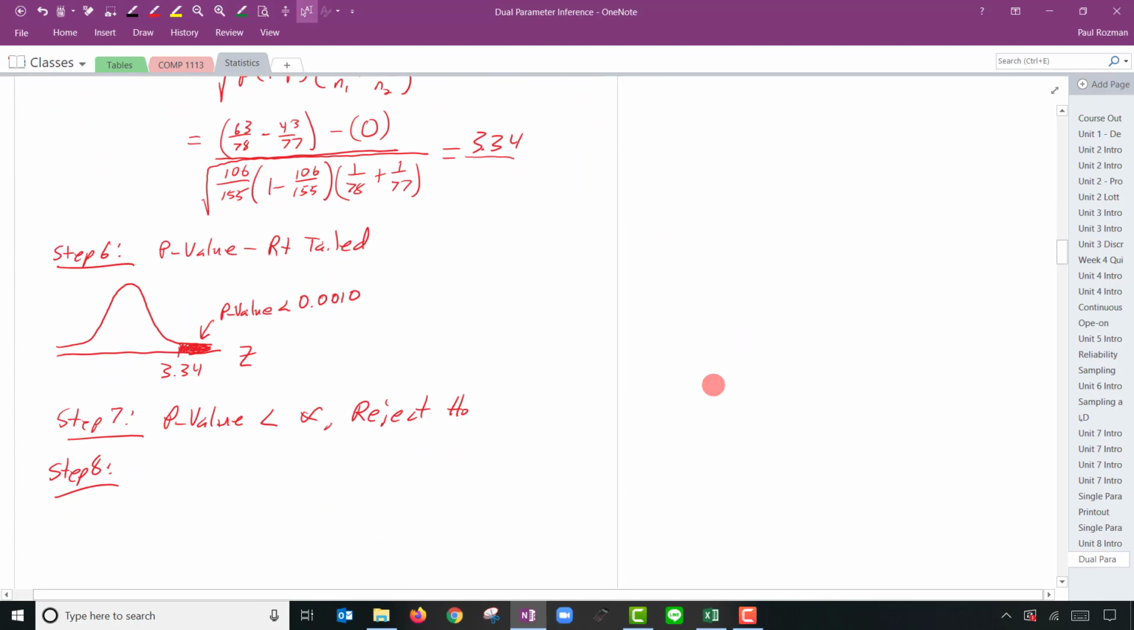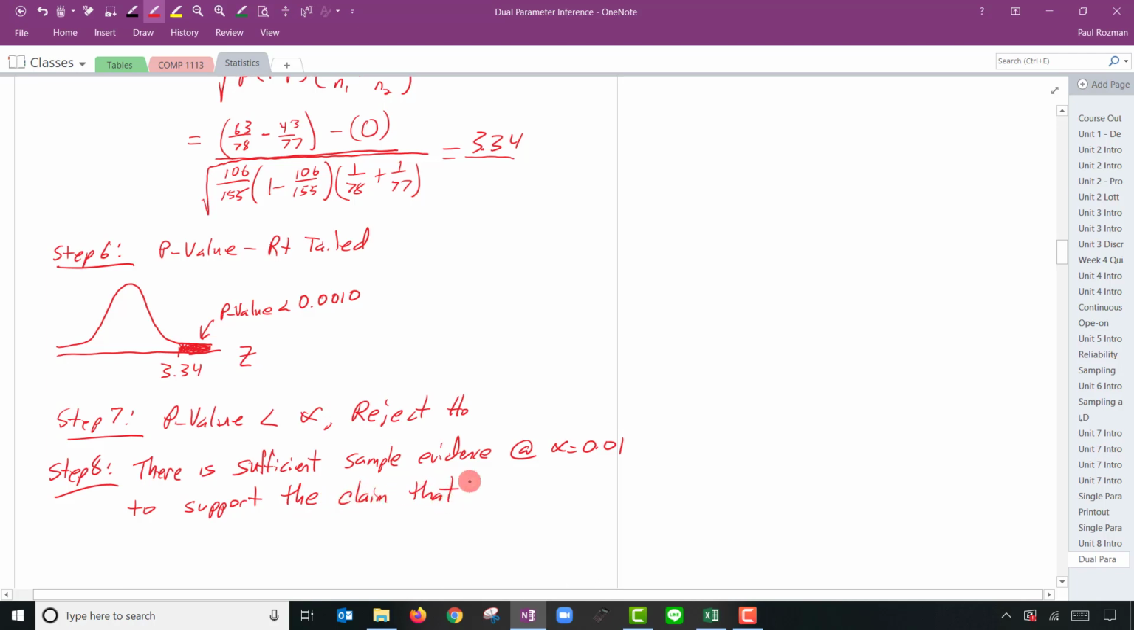So, final conclusion, we're supporting the claim. There is sufficient sample evidence at alpha equals 0.01 to support the claim that Guitar Hero 3 is easier than Guitar Hero 2, at least by this testing method.